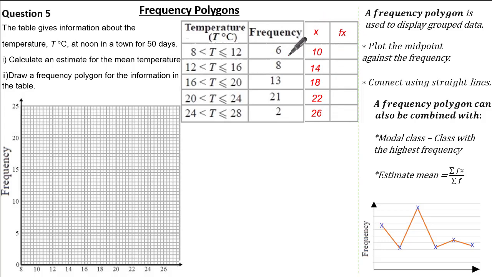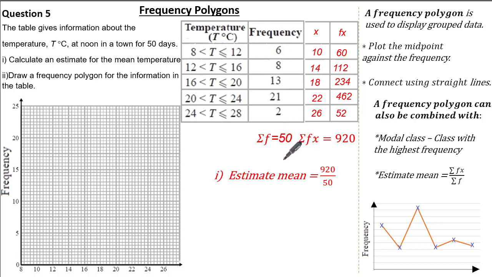fx means the frequency times our midpoint. So multiplying gives us 60, 112, 234, 462 and 52. Now sigma fx means we need to sum all the values of fx, giving us 920. Sigma f means we need to sum all the values of the frequency, which gives me 50. So, to work out the estimate mean, it's simply 920 divided by 50 to give me the estimate mean being 18.4 degrees. Now we know our estimate mean, let's draw our frequency polygon.